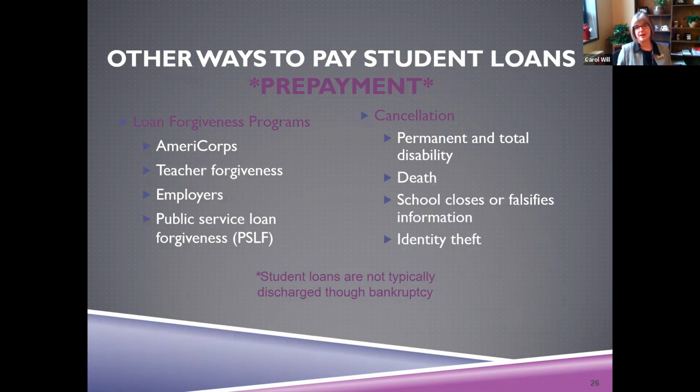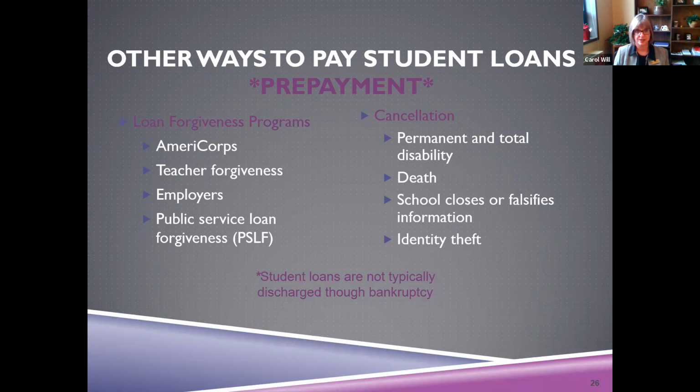Other ways to pay on your student loan. First and foremost is prepayment. It saves on the amount of interest paid over the life of the loan, and there is no penalty if you prepay your loan. Many students graduate and do service work after college. AmeriCorps is an excellent opportunity to be of service and to get help repaying your loans. Teacher forgiveness. If you are teaching in an area of critical need, up to $17,500 can be forgiven on your Stafford loans.